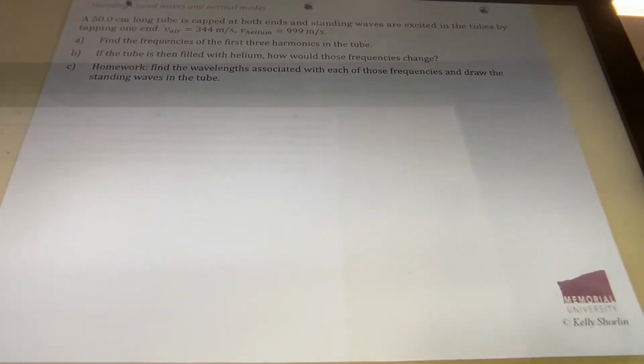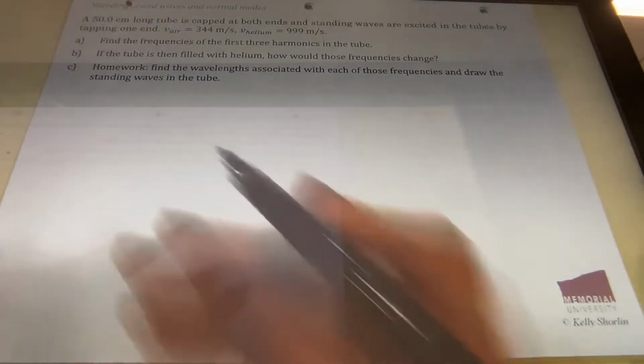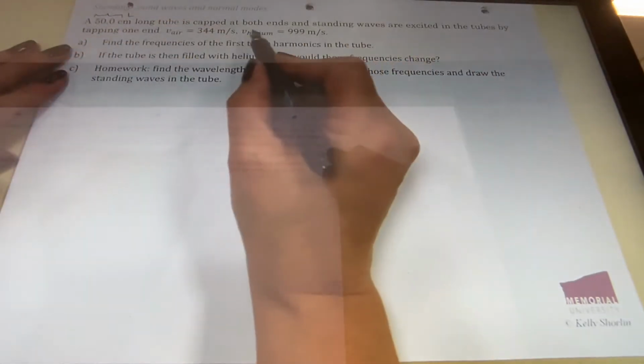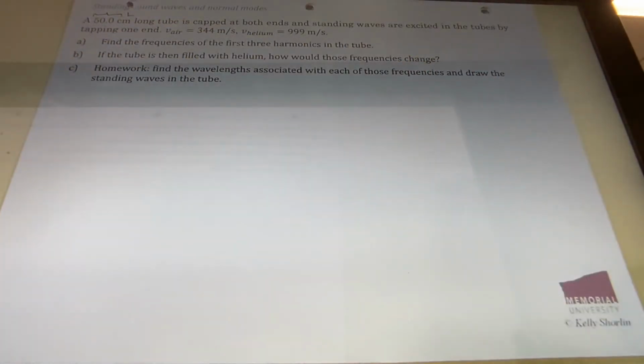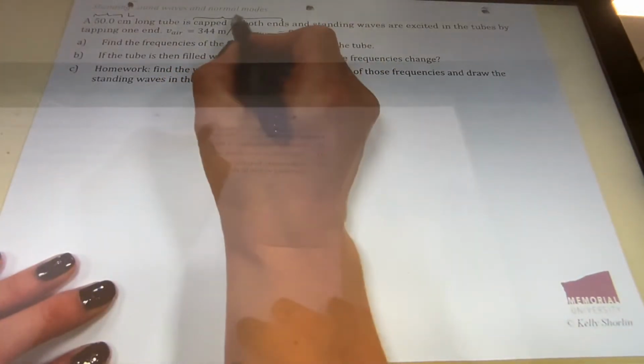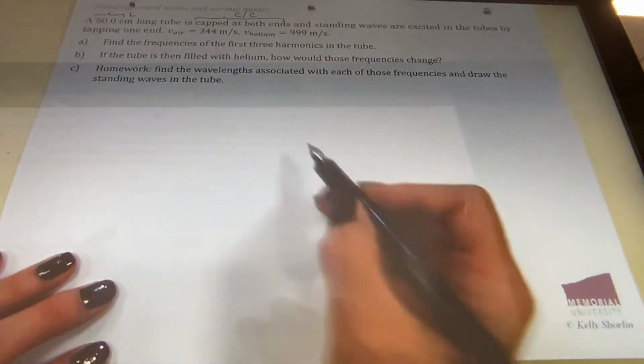So we have a 50 centimeter long tube. So this is the length, 50 centimeters. It's capped at both ends. So this is a tube that's closed at both ends. Kind of the notation is we do C/C.